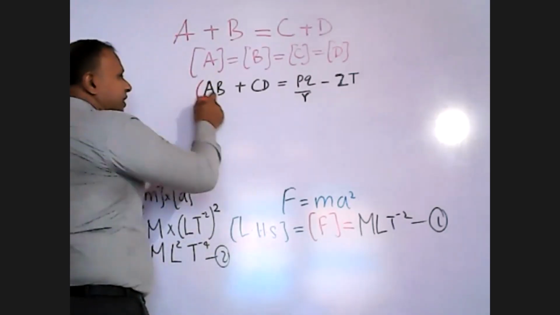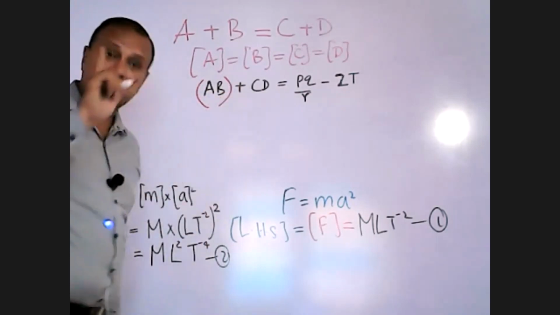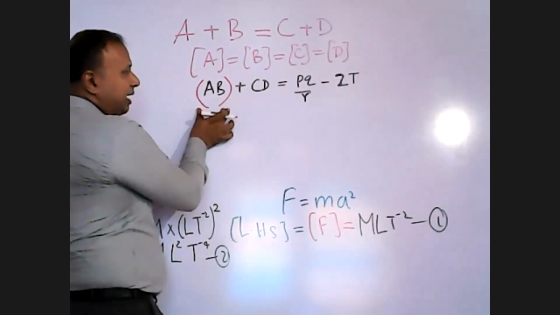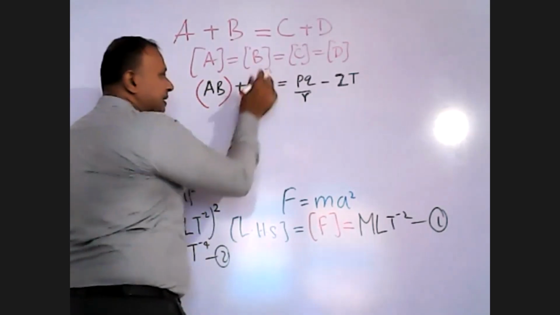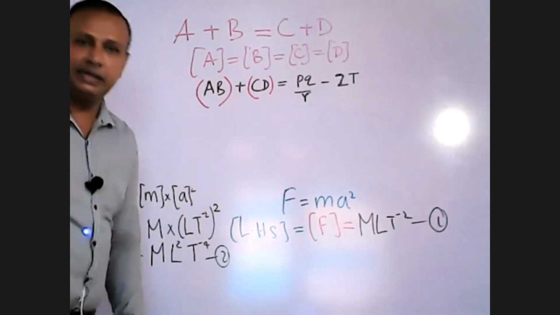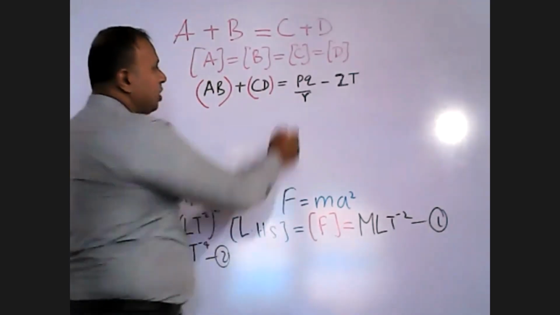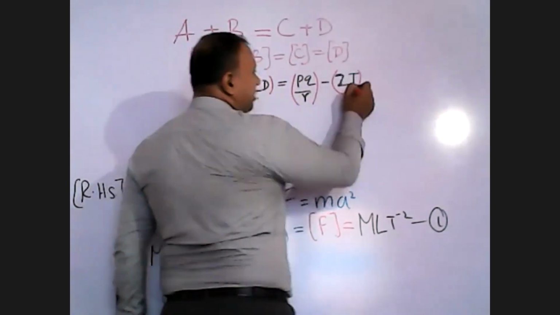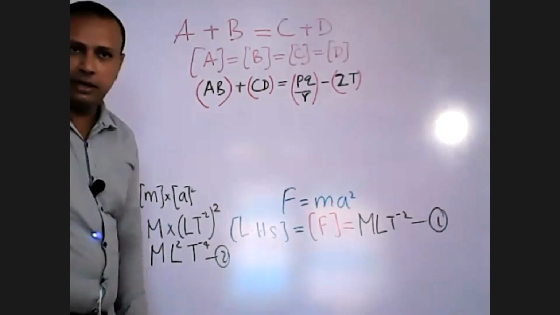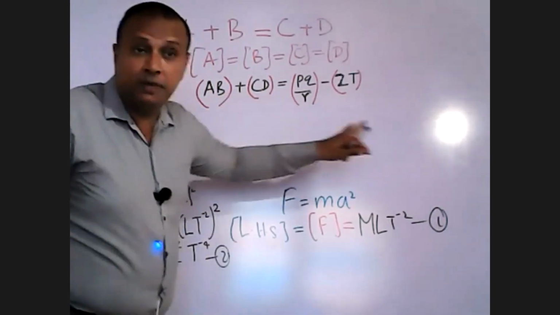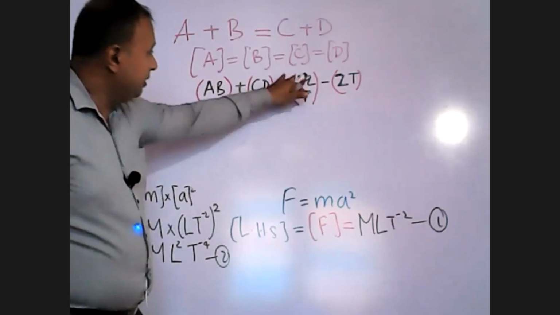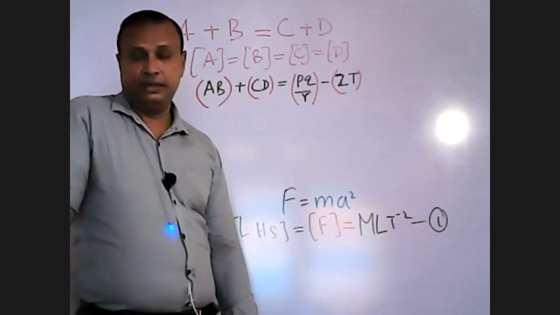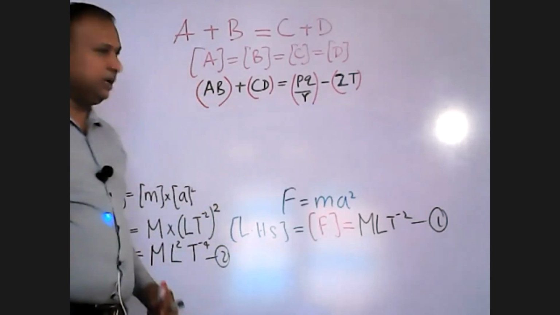In this equation, AB is a single term. Then CD is a single term. And PQ over R, it is a single term. And ZT, it is a term. Okay. In this equation, there are 4 terms. What are those? AB and CD and PQ over R and ZT. Those are the terms.